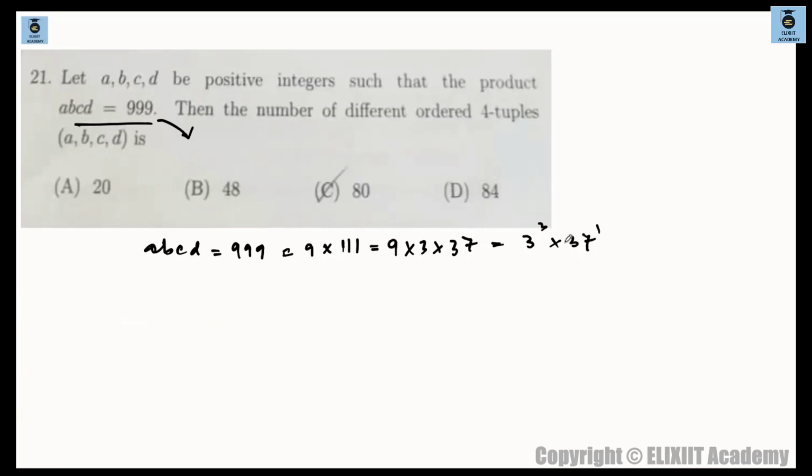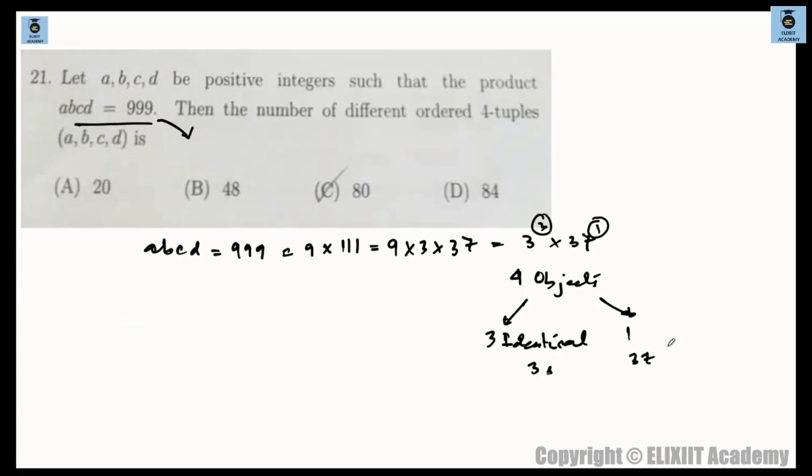So what is the logic to solve these kinds of questions? Total we are having 4 objects over here, 3 plus 1, 4 objects. Out of which there are 3 identical objects, 3 identical 3s, and 1 different object. So 37 is there actually.